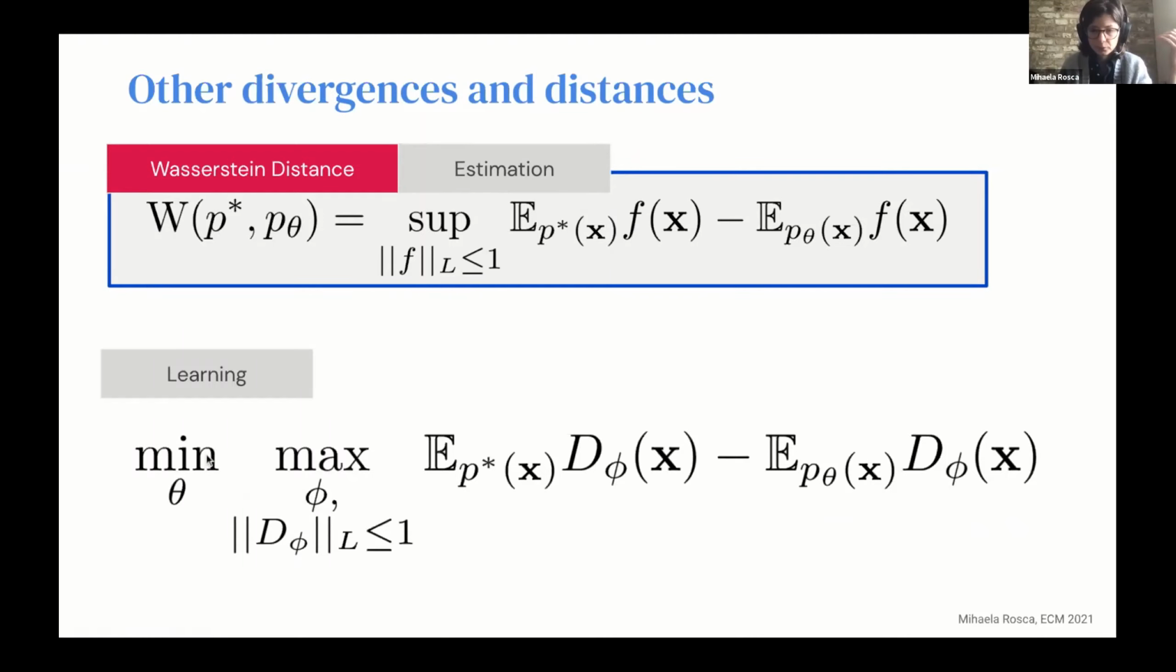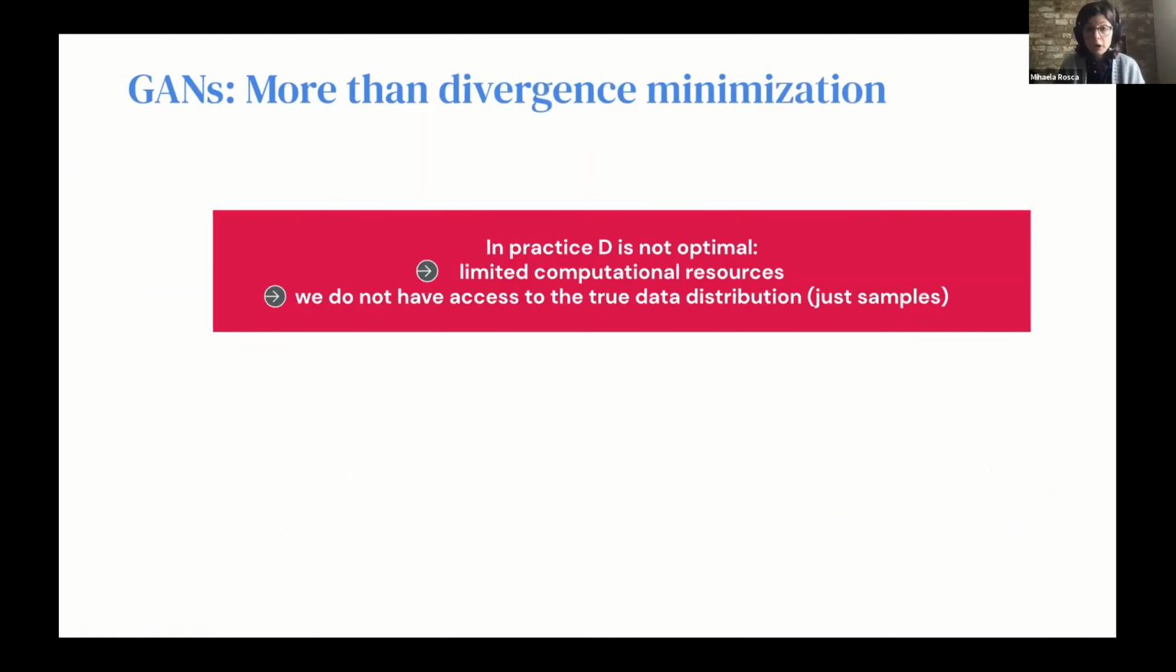Now, of course, this view of GANs as divergence minimization is a bit misleading, because in practice, the discriminator is not optimal. It's not optimal for many reasons. We might not have the right model. It might not be powerful enough to make this distinction between real and generated data.